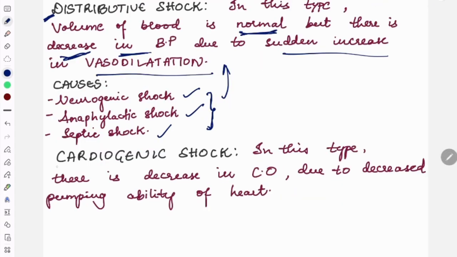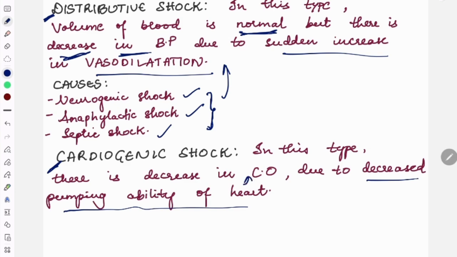The third type of shock is the cardiogenic shock. Okay, what is cardiogenic shock? In the name itself, it is suggesting that there is defect in the heart. What is the defect? There is decreased pumping ability of the heart. Now, what will happen if the heart is not pumping the blood in an adequate quantity? If there is decreased pumping ability of the heart, then it will lead to decreased cardiac output.